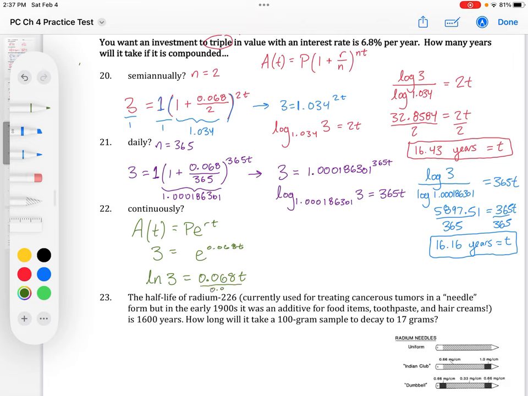First we want to get t by itself, so what I would do is just divide by 0.068 right away. So these will cancel. And when you're doing this in a calculator, make sure you wrap parentheses around the 3. If you solve that, you get t equals 16.616 years again. So notice it doesn't really make a difference whether you're compounding daily versus continuously. You still get the same amount of time.